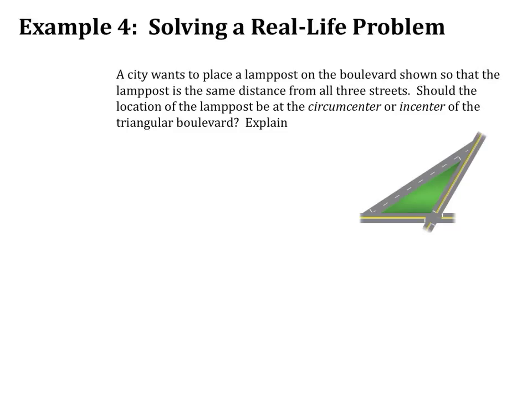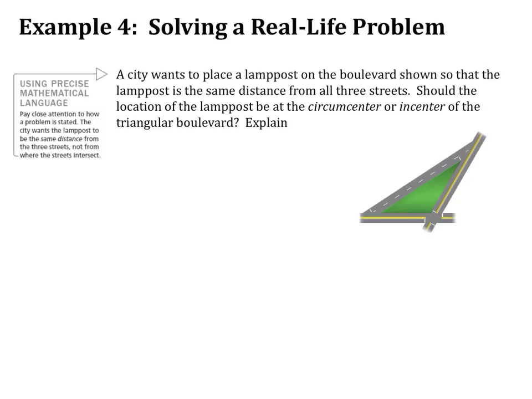All right, let's take a look at another real-life problem. A city wants to place a lamppost on the boulevard shown so that the lamppost is the same distance from all three streets. Should the location of the lamppost be at the circumcenter or the incenter of the triangular boulevard? And then please explain. To help you decide, you want to pay close attention to the mathematical language. The city wants the lamppost to be the same distance from all three streets, not from where the streets intersect.